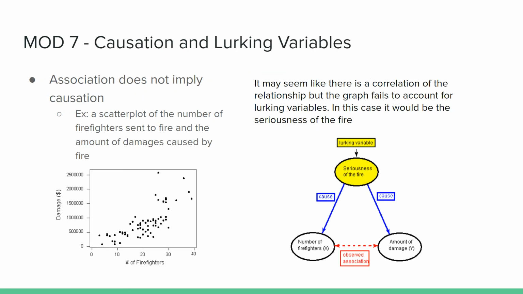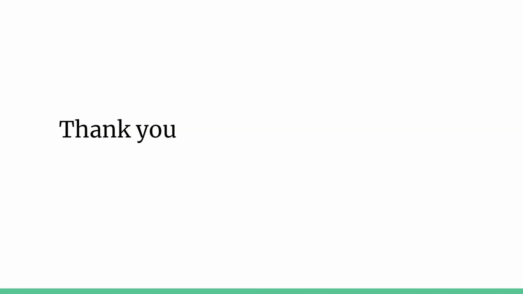One last thing to mention is lurking variables and that association does not lead to causation, like the amount of firefighters responding to a fire and the damages in dollars. In this case, there is a lurking variable of seriousness of the fire. And that would conclude the presentation.